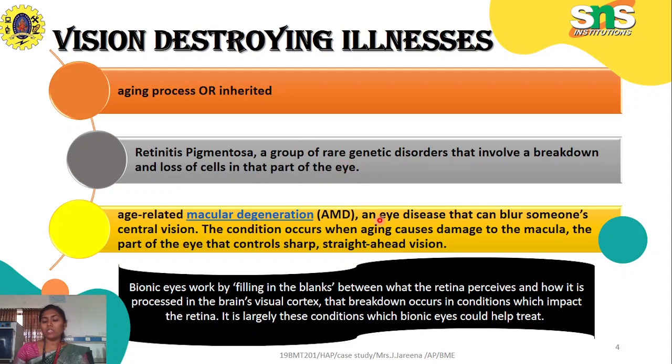By addressing these two main diseases, the aging-related disease and the inherited disease, they have developed a device, which is nothing but the bionic eye. These bionic eyes fill the gap by replacing the function that the retina actually does.